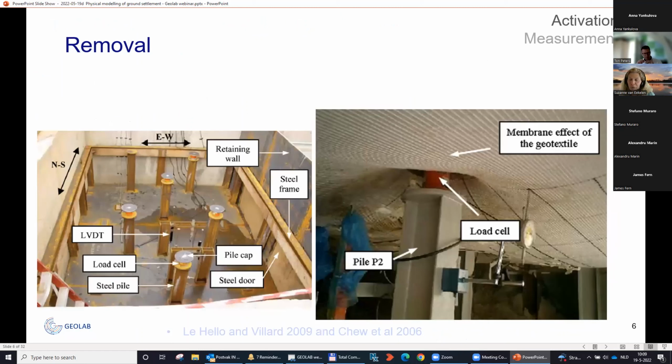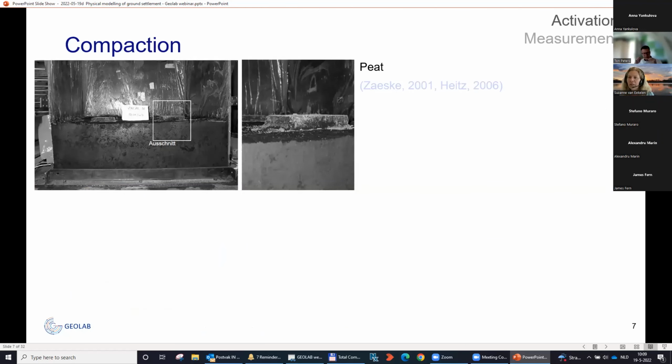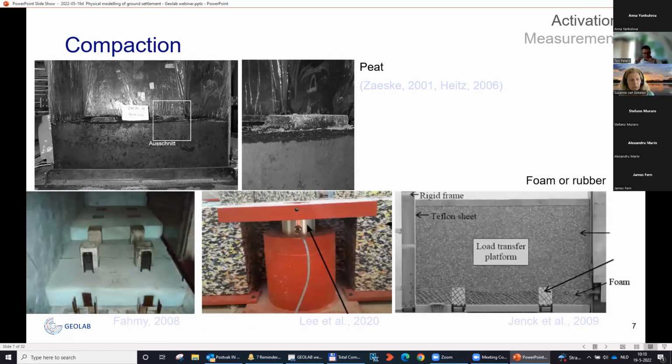A removal of the subsoil is also an option, done in Malaysia. After the construction of the full embankment, somebody went underneath and just dug away the subsoil, which is quite dangerous and not specifically recommended. Then there is compaction of the subsoil. Peat was used in Germany, at University of Basel, and several examples exist of foam or rubber to model the compaction. This is in Germany, in South Korea, and the group of Daniel Diaz.